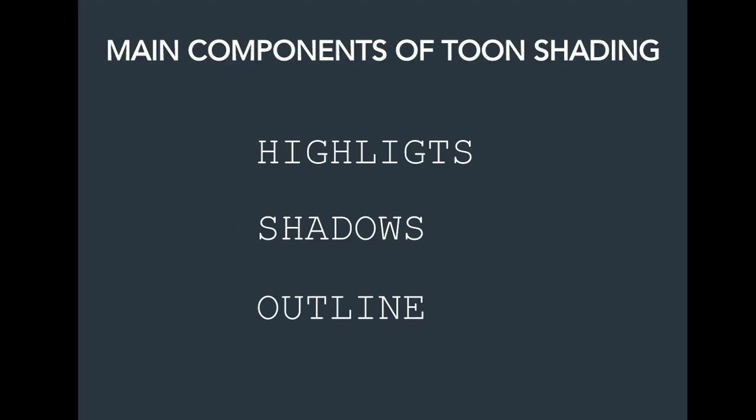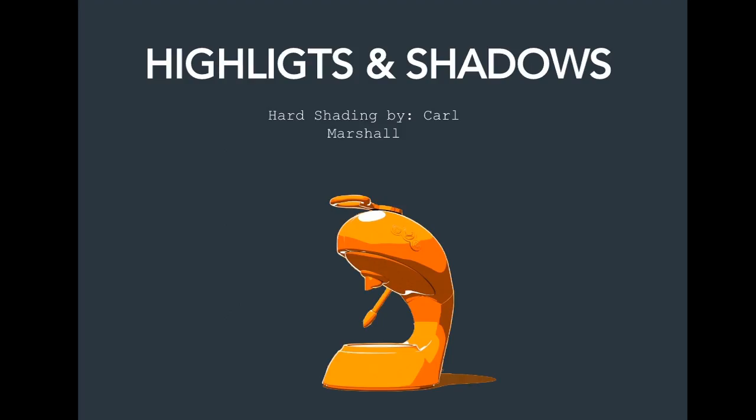In the article Stylized Rendering Techniques for Scalable Real-Time 3D Animations published by Carl Marshall, the boundary between a shadow and an illuminated area is a hard edge that follows the contours of the character. This edge is called hard shading.